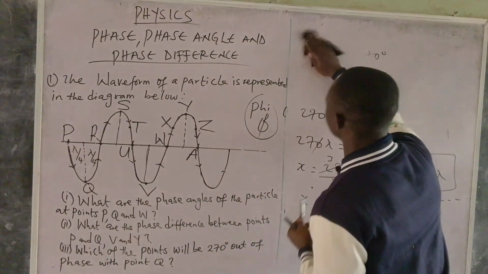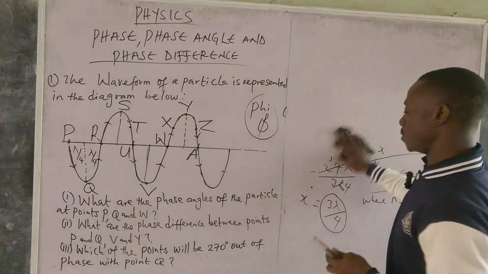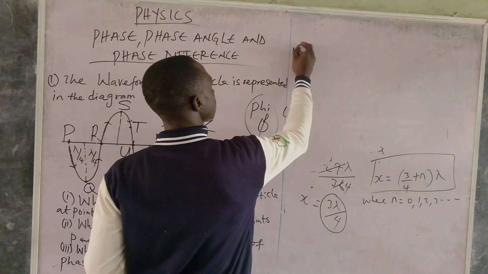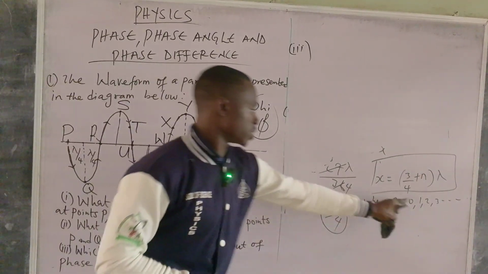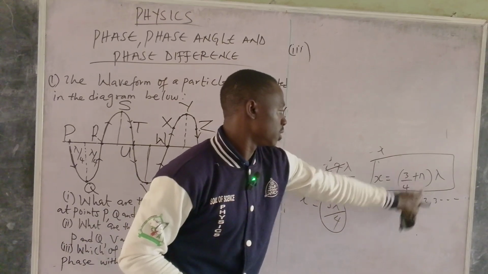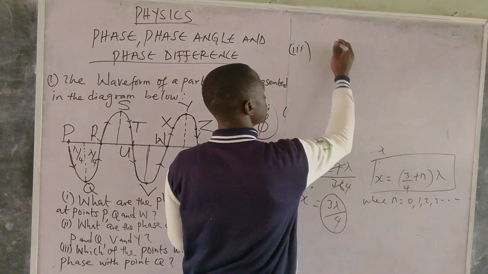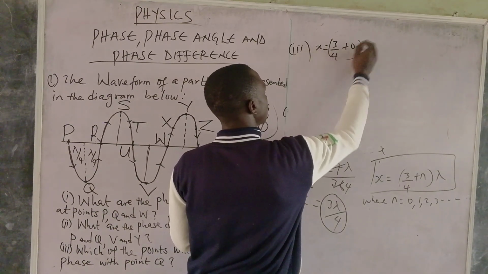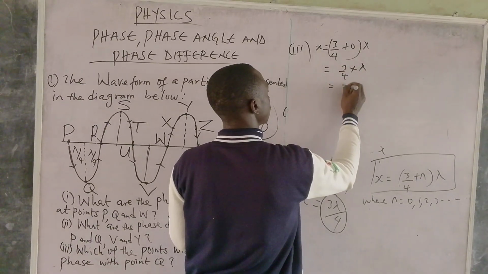So what do we have? From point Q, the points that are 270 degrees out of phase with point Q. All right? So how do we get that? We are going to substitute the values of n here: n equals 0, n equals 1, and so on and so forth. So for n equals 0, that's going to be 3 over 4 plus 0 times lambda, which is equal to 3 over 4 times lambda, which is 3 lambda over 4.